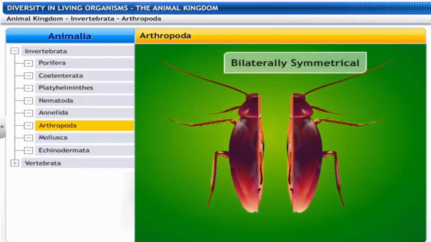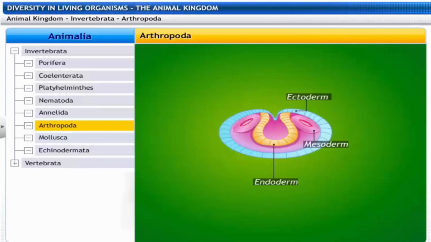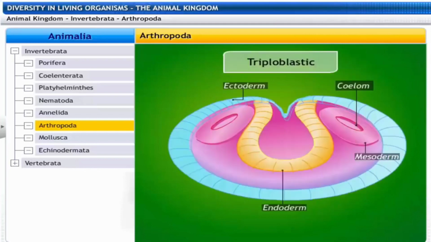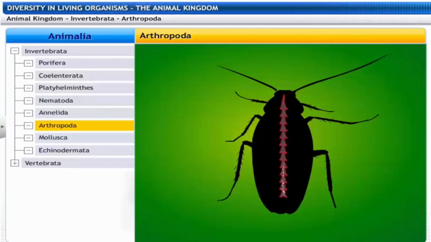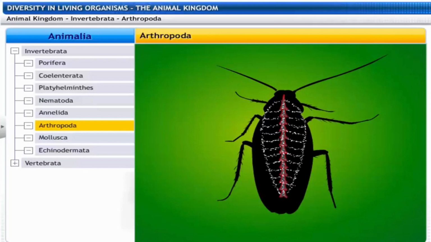Their bodies are bilaterally symmetrical and segmented. Arthropoda are triploblastic animals with a true coelom. These insects breathe through their tracheae. Their circulatory system is open, so the blood does not flow through blood vessels. The coelomic cavity is filled with blood.